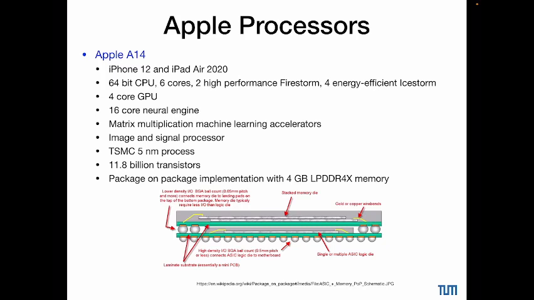So you can have one package, and on top of that package you basically have the connections. Here you put, for example, the memory DIMM chips, right? And so you can stack them together in a package so that you get higher density. So that is the Apple processor.